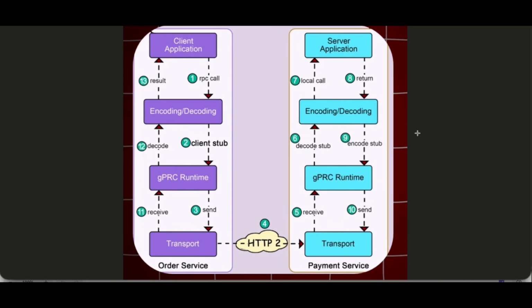It is called polyglot. Polyglot is nothing but it can communicate with different technologies, and additionally it can do server to server communication, server to client communication, and client to server communication. That's a major advantage here.